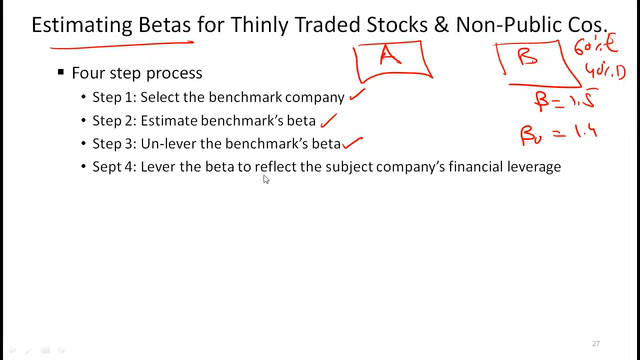Then you come and look at this company. Let's say that this company is 40% equity and 60% debt. So then you need to lever up this number. So from 1.4, you lever the beta up to reflect this capital structure, and then you might get a beta equal to 1.6.